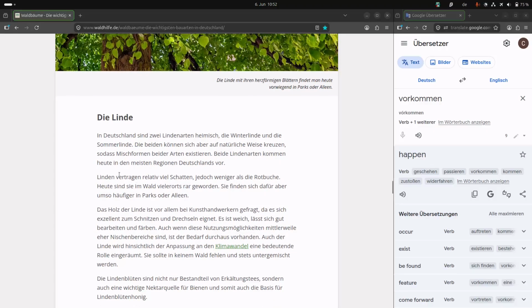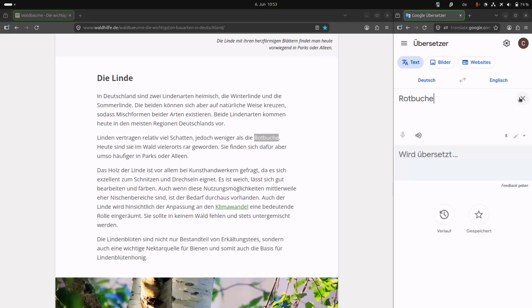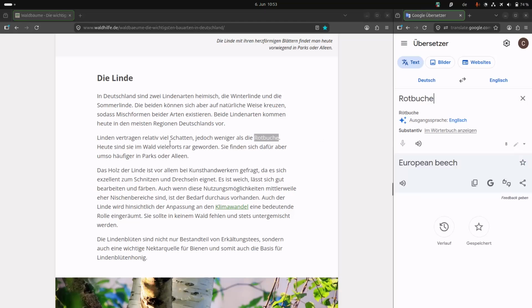Linden vertragen relativ viel Schatten. They tolerate relatively much shadow, you could say. Jedoch weniger als die Rotbuche. Though, jedoch, I'm not gonna go too deep into that. Doch means kind of yes, but the contrary yes, like the countering yes, I hope you get what I mean. Weniger, so jedoch in this case means though. Weniger, less, als, than, die, Rotbuche, the, what was it, European beech, I think? Yeah, so linden trees tolerate relatively much shadow, though less than the European beech.